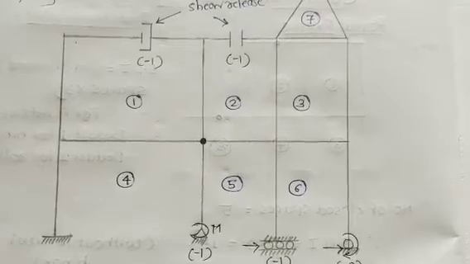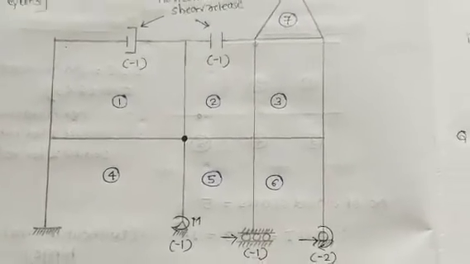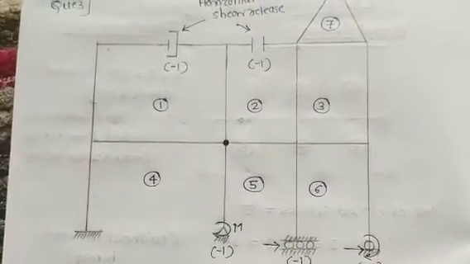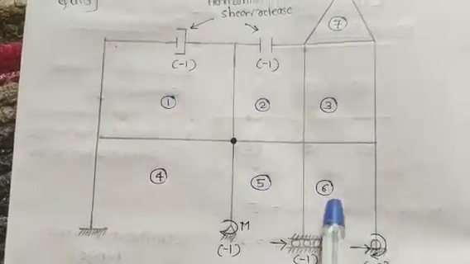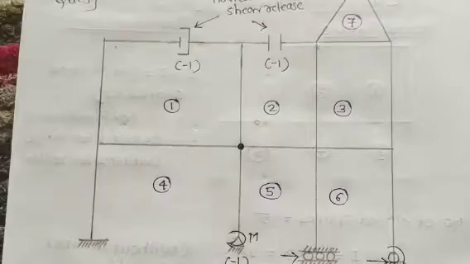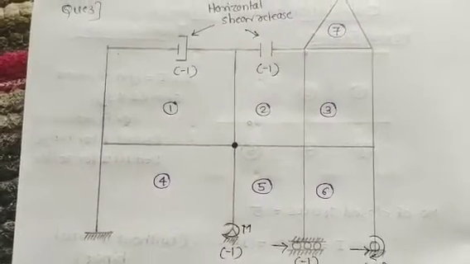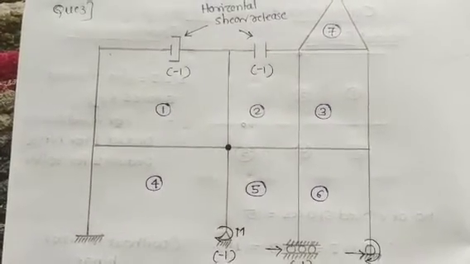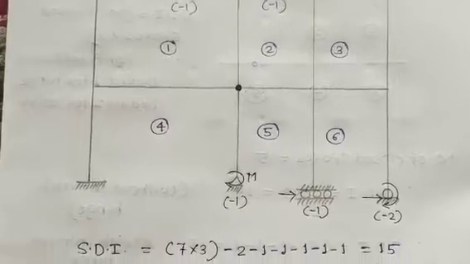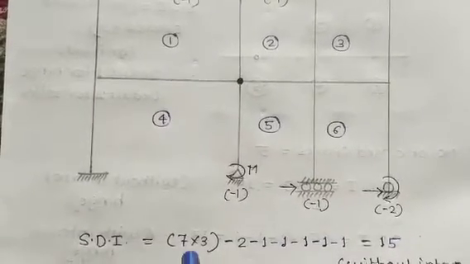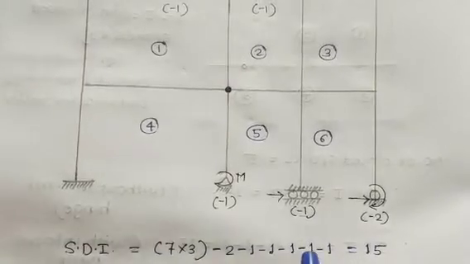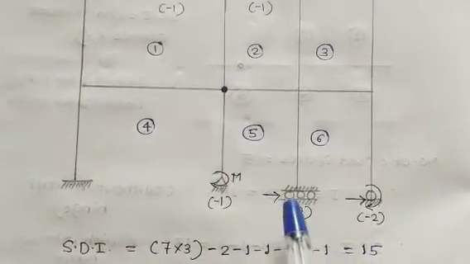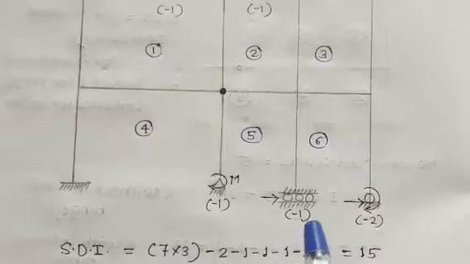As per our steps, first calculate the number of closed spaces. Here the number of closed spaces is equal to 7. You have to multiply that 7 by 3. Then you have to deduct for support and horizontal release.